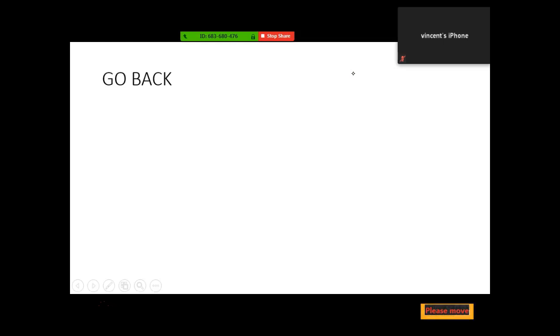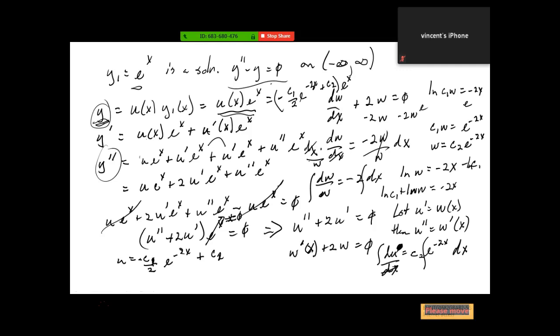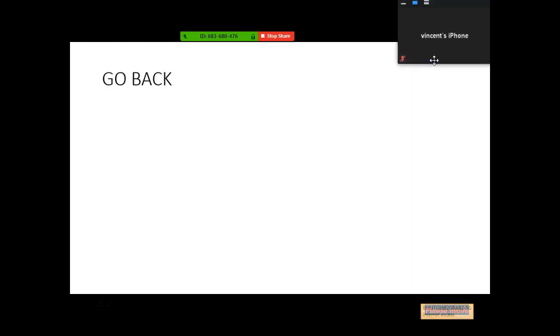We're close to the end. All right, then when you multiply those two together, e to the minus 2x times e to the x, that will equal minus c1 over 2 e to the minus x plus c2 e to the x.